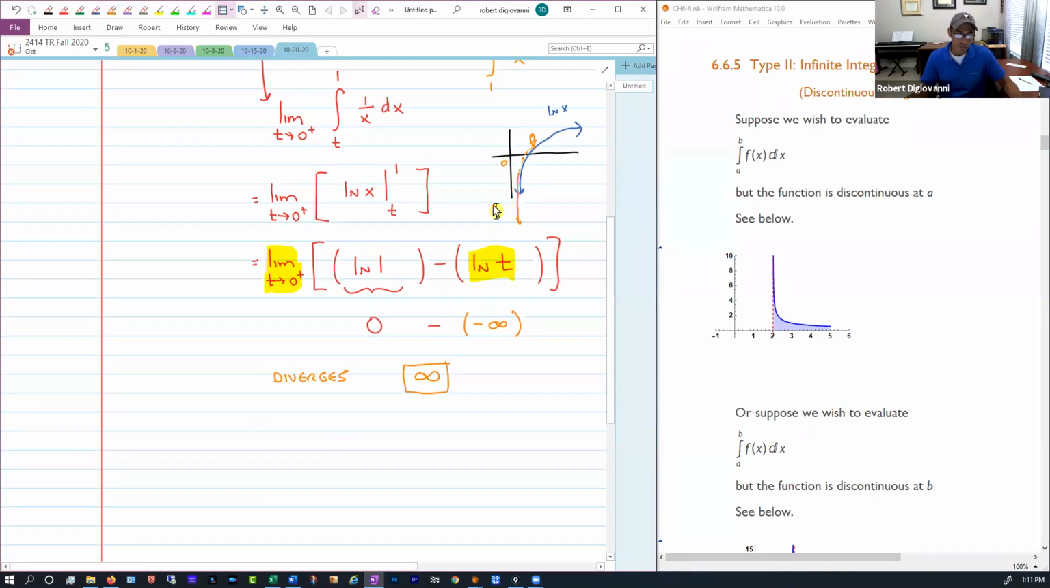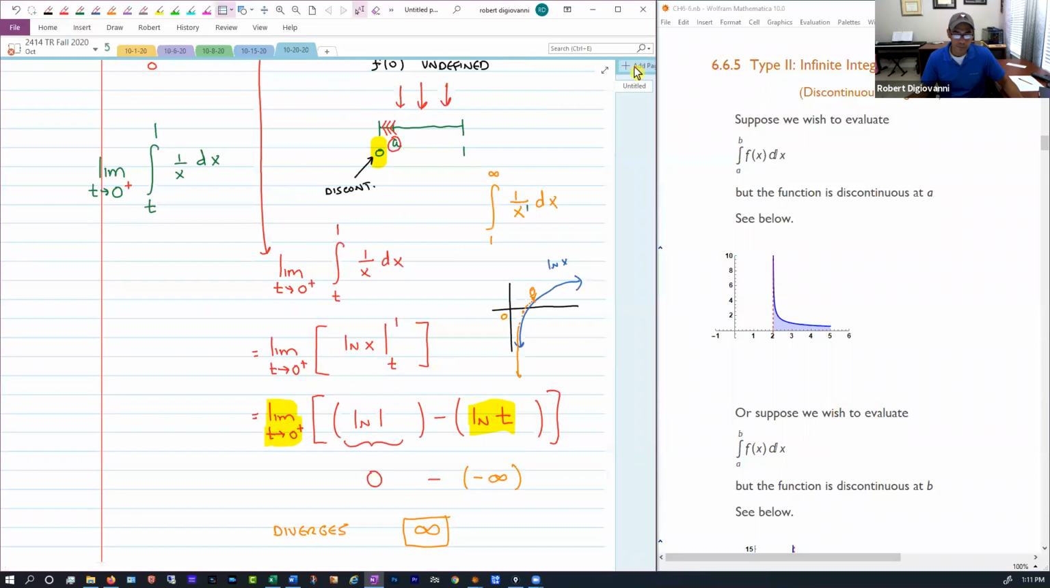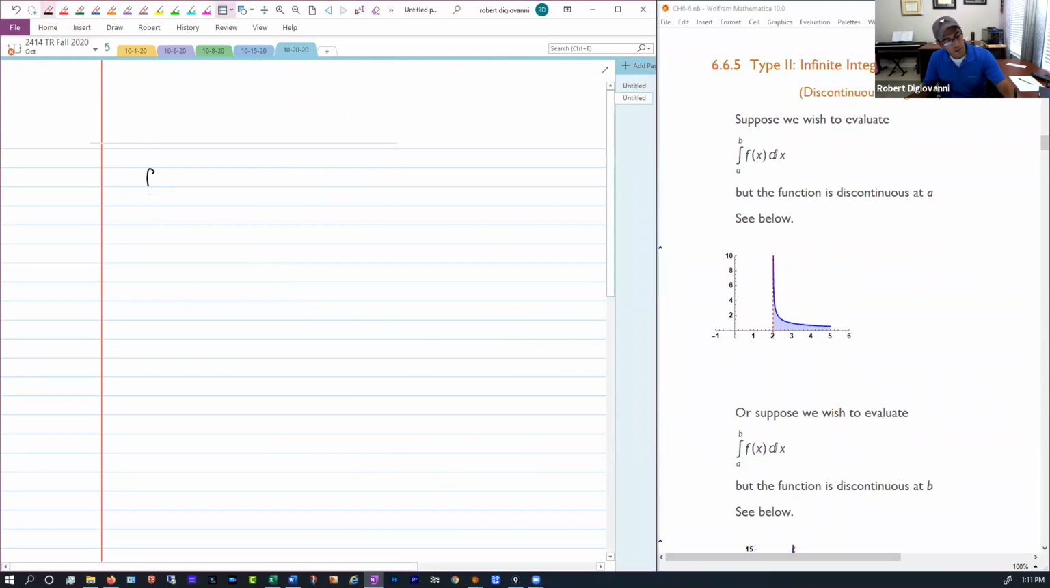Okay, well, let's do another one. Let's do the integral from 0 to 1 again. This time, let's do 1 over x squared. Now, do y'all remember what that did last class when we went 1 to infinity?